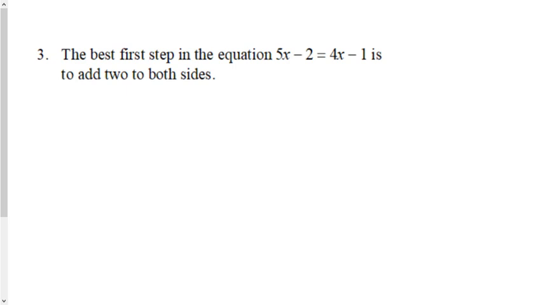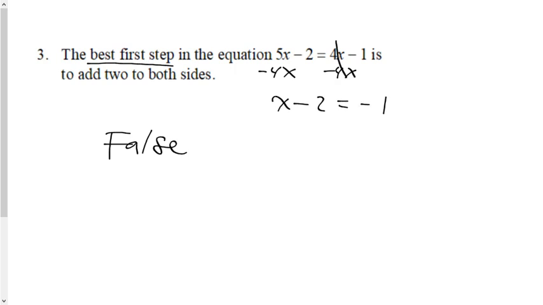The third question, I was very lenient because I did say the best first step in the equation 5x minus 2 equals 4x minus 1 is to add 2 to both sides. The answer is false. That's not the best first step, because as we said before, when you have variables on both sides, the best first step is to get rid of the variable on the side with the least amount. So technically, the best first step is to remove 4x from both sides. But I was lenient depending on how you argued your point, and it didn't really matter because any first step is fine. But I did say the best first step, which changed the dynamic of the question a little bit.